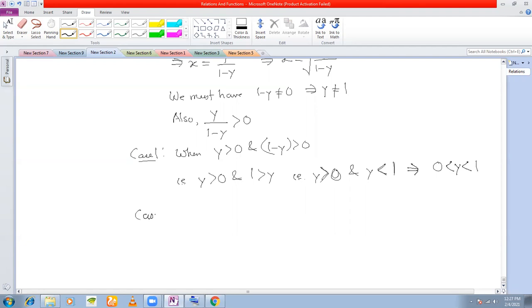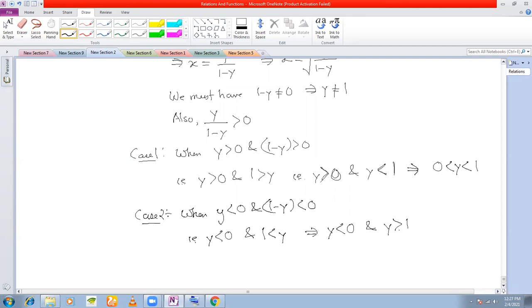So this is possible. Case 2: when numerator is negative and denominator is also negative. That is, y less than 0 and 1 minus y less than 0, so y is less than 0 and y is greater than 1. Is it possible for a number to be less than 0 and greater than 1? It is not possible. So this case is absurd and hence rejected.